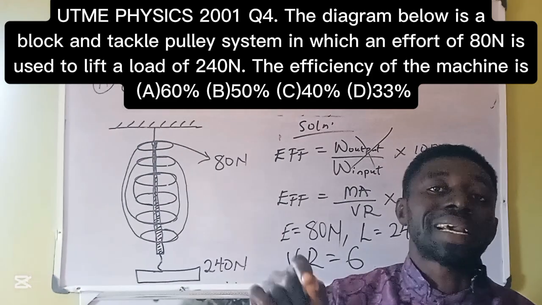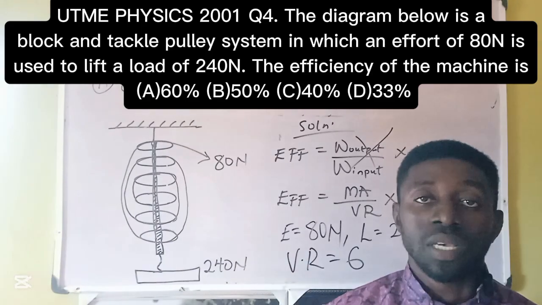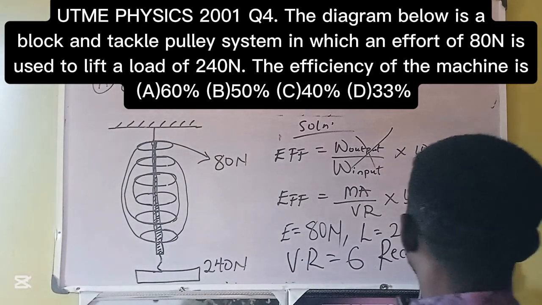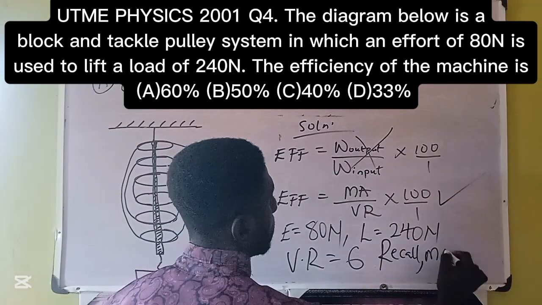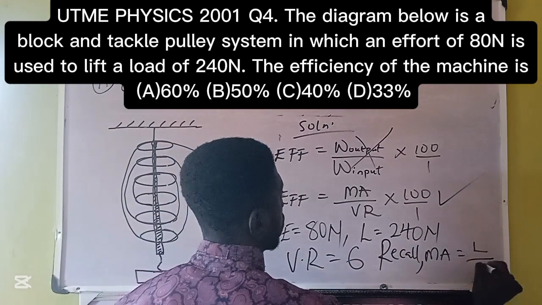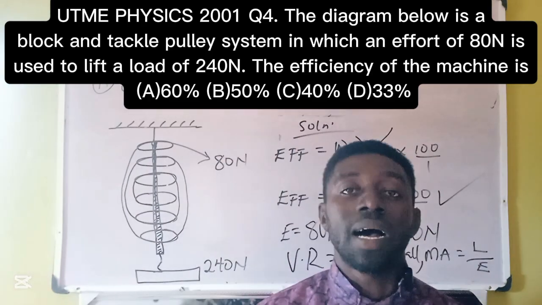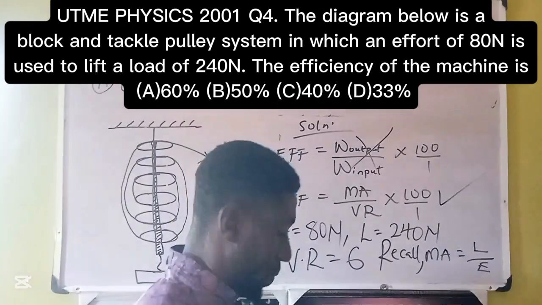Because the concept called mechanical advantage, MA, is given in terms of load and effort. Recall, MA is equal to load over effort. The formula for finding mechanical advantage is load over effort. Okay, let's solve.